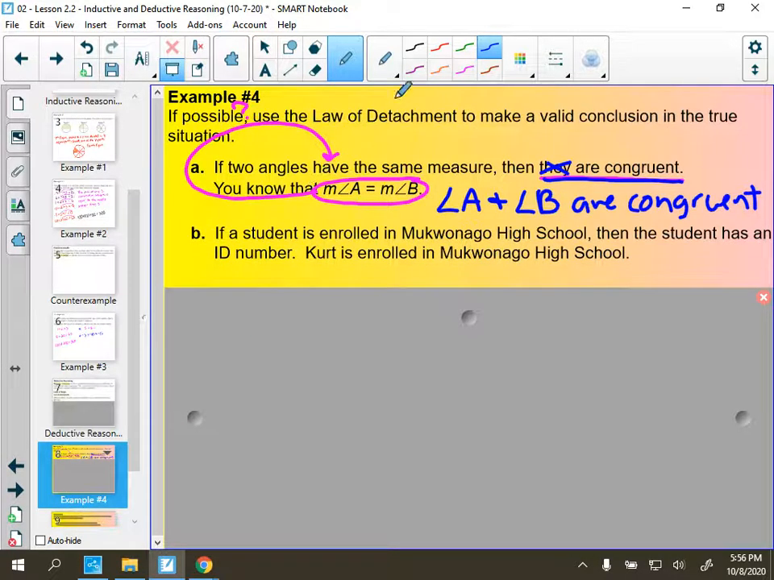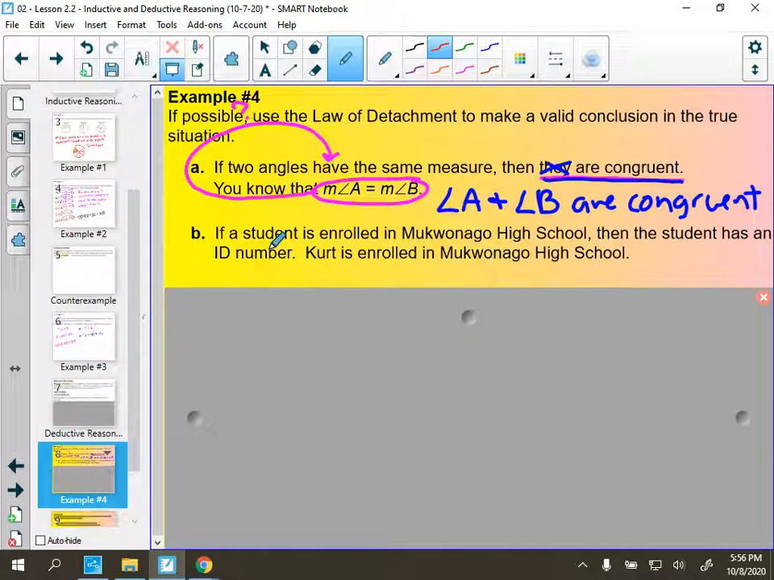All right, here we go. Totally different situation. That was kind of geometry, mathy. Let's look at one here that's just a student at MHS. So it's the same setup as far as we're getting a single if-then statement. If a student is enrolled at Mukwonago High School, that's my hypothesis, and maybe it helps to underline the hypothesis however you want to do it. The conclusion is then the student has an ID number.